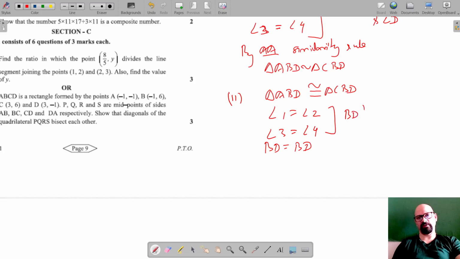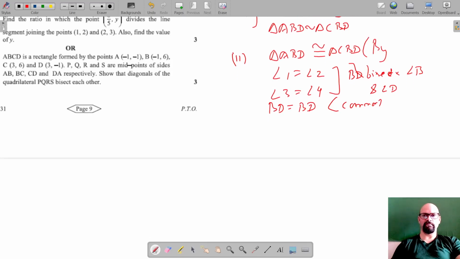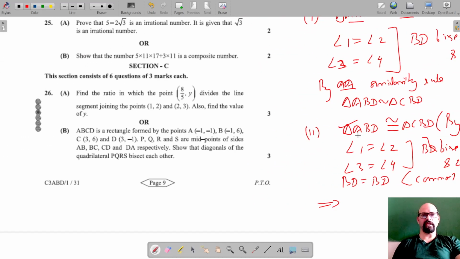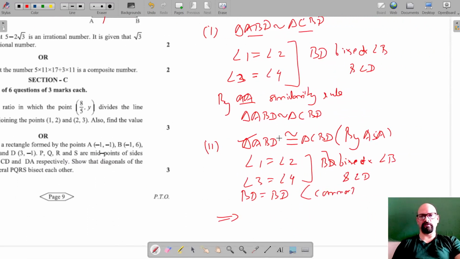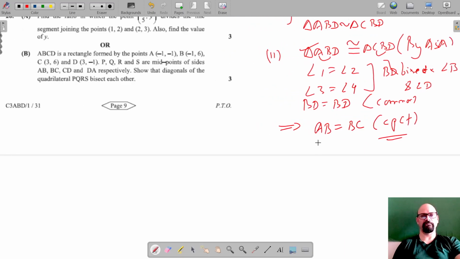This is because BD bisects angle B and angle D, and BD is equal to BD because it's common. So we can say that by the ASA congruence rule, these two triangles are congruent, which gives us AB is equal to the corresponding side BC. So AB is equal to BC, reason being they are the corresponding parts of congruent triangles.